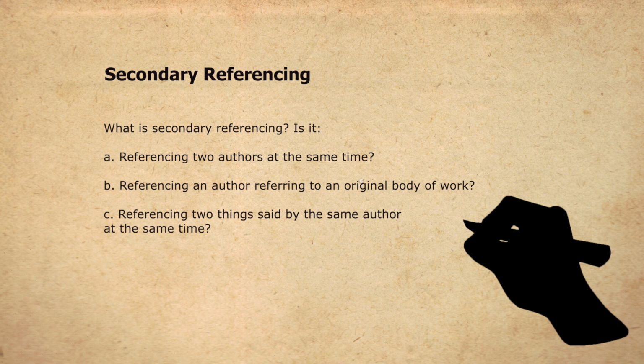So now we're going to have a look at what secondary referencing is, and I'd like to hear from you. Do you think it is A, referencing two authors at the same time, B, referencing an author referring to an original body of work, or C, referring to things said by the same author at the same time? Can you guess the correct answer?